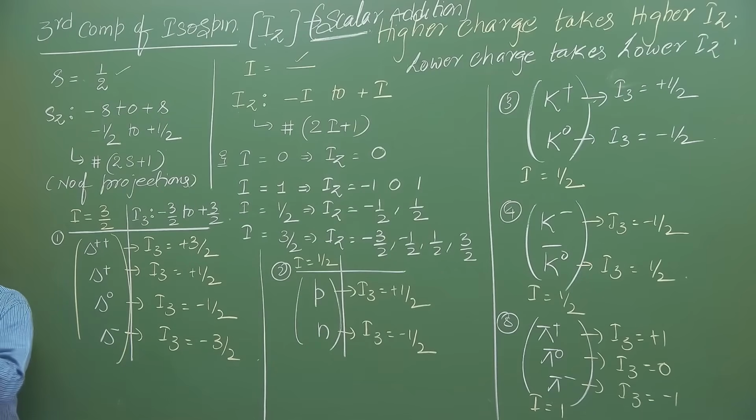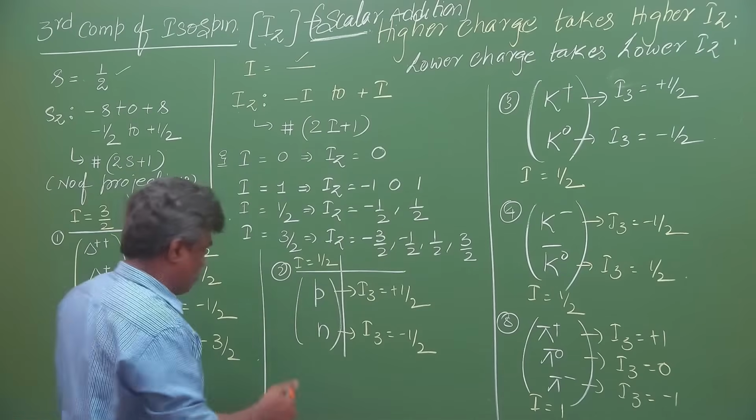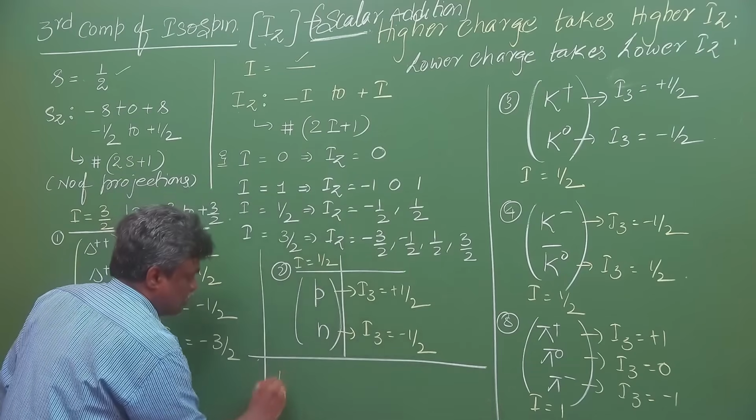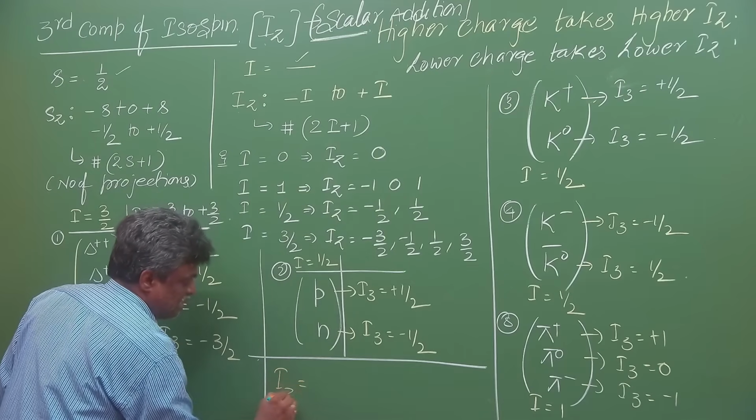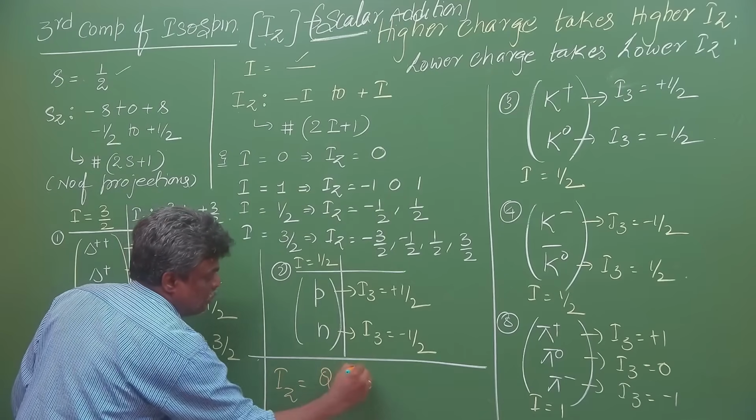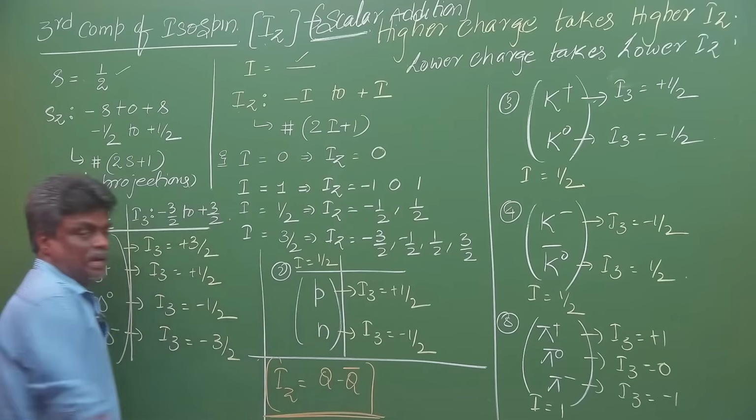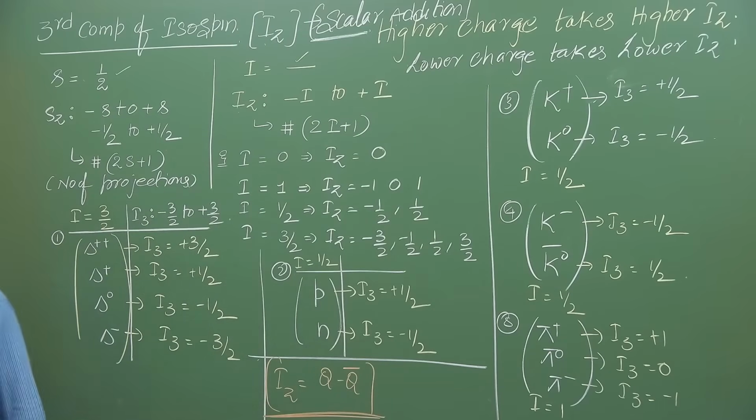So whenever you are seeing the particle, you have to see what group it is, how many are there, and get I value. After getting I value, in that group, what kind of charge it is having? Higher charge, higher value, lower charge, lower value. But what is the formula for I3? Formula, if you want, I will give. Anybody knows? I3 equal to, or IZ equal to Q minus Q bar. Q is the charge, Q bar is the average charge.